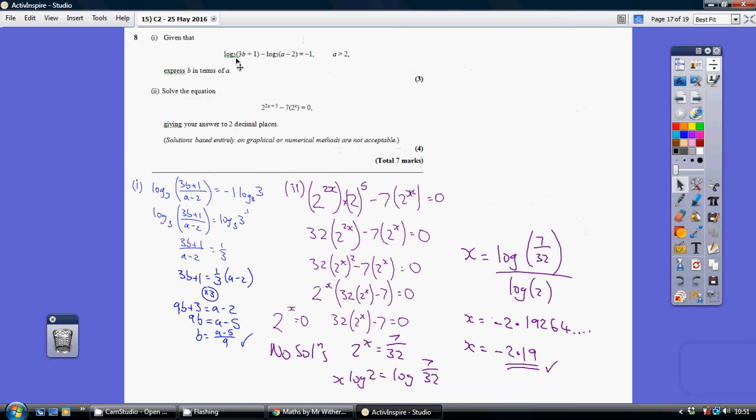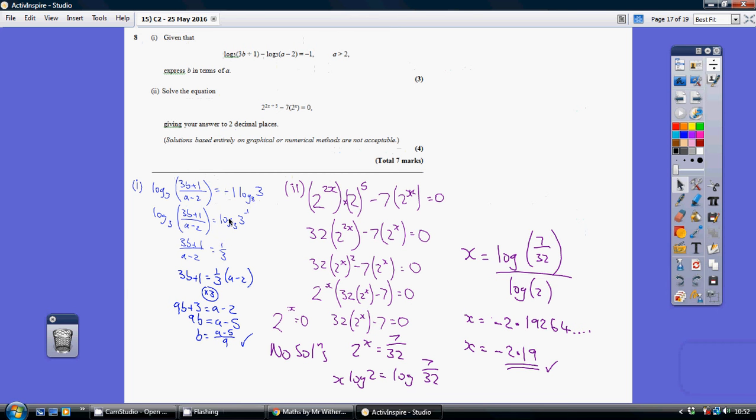Well, first of all, on the left hand side we're almost there straight away. Using the division rule, we can rewrite the left hand side as log to the base 3, 3b plus 1 all over a minus 2. Now, in order to introduce log to the base 3 onto the right hand side, we can just tag on to the end log 3 to the base 3, which equals 1. So minus 1 times 1, still minus 1.